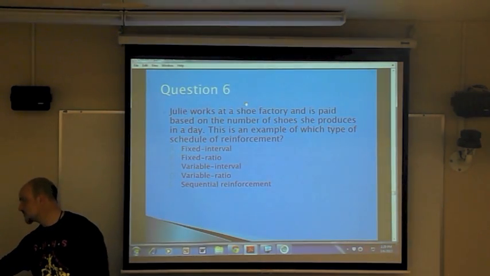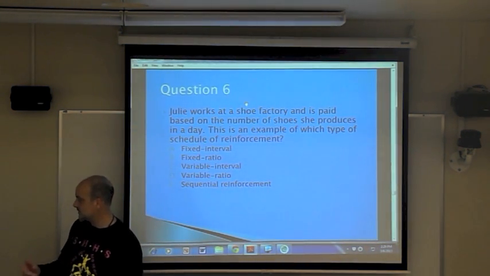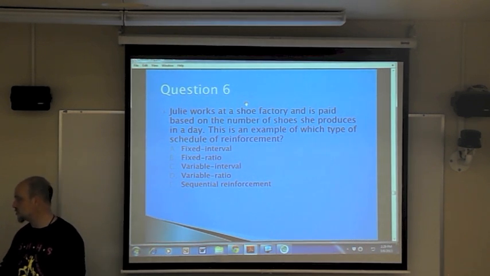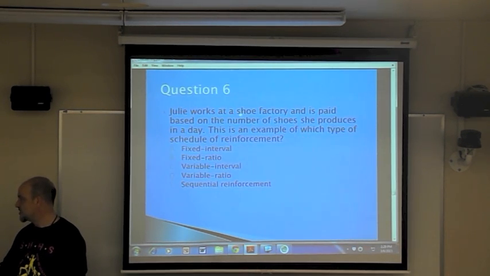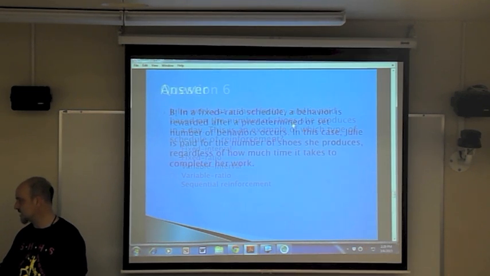Now, Julie worked at a shoe factory, lovely job, and is paid based on the number of shoes, in other words, on the number of shoes she produces in a day. This is an example of, okay, fixed ratio. She is paid on the number of shoes she produces. There's a set number, okay?